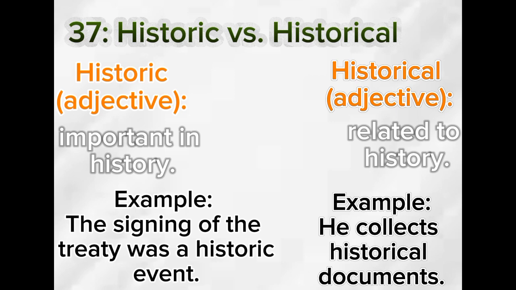Next up, historic and historical. Historic means important in history, like, the signing of the treaty was a historic event. Historical means related to history, like, he collects historical documents. So, historic means important in history, and historical means related to history. Easy, right?